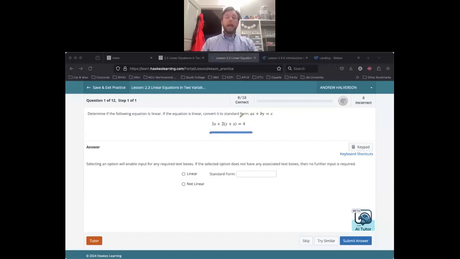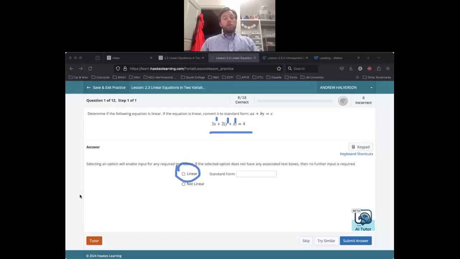So when we take a look at this one up here, can we tell right away whether it's linear or not? You just look at the exponents of the x and the y, and what we see is the exponent over here is 1, this one is 1, and this one is also 1. So it indeed is linear.